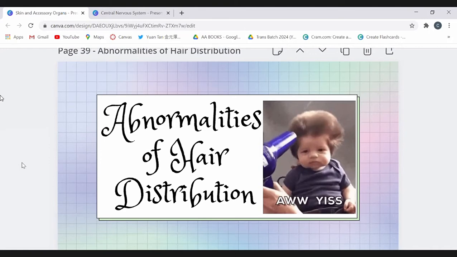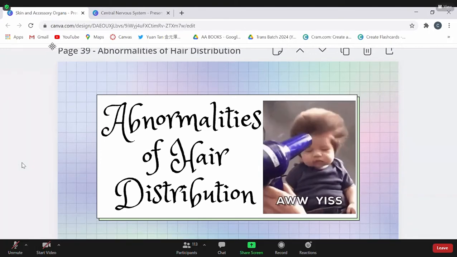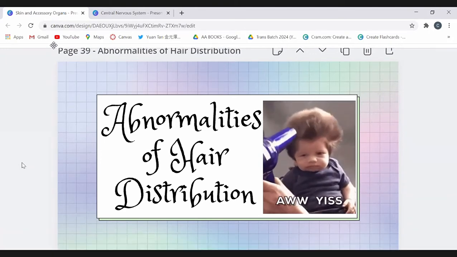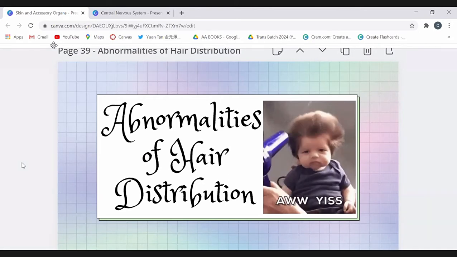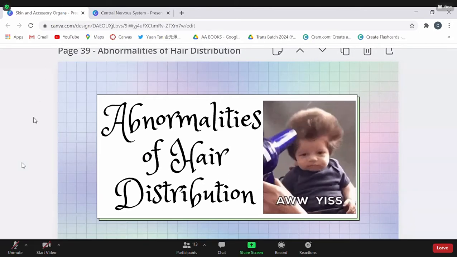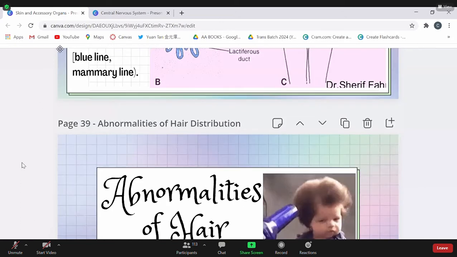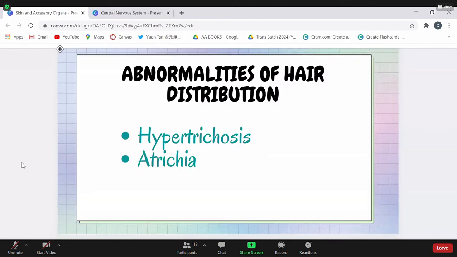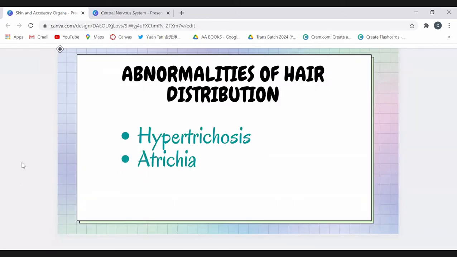We'll now move on to the abnormalities of hair distribution. Next slide, please. So we're going to talk about two abnormalities of hair distribution, which are hypertrichosis and atrichia. Next slide, please.